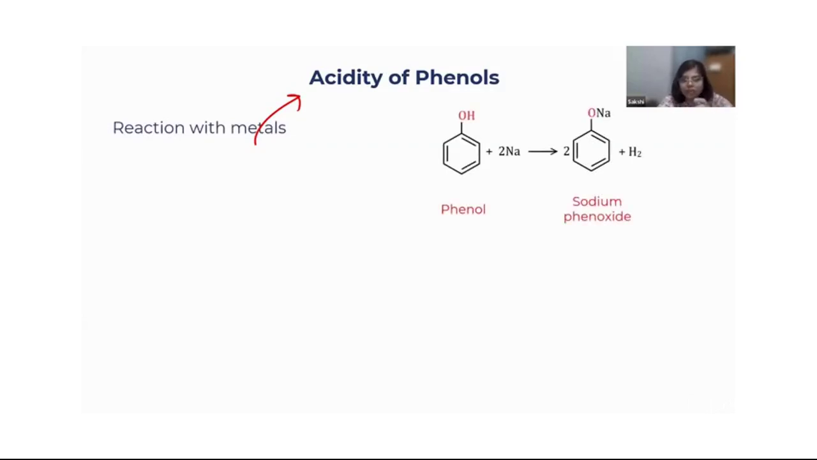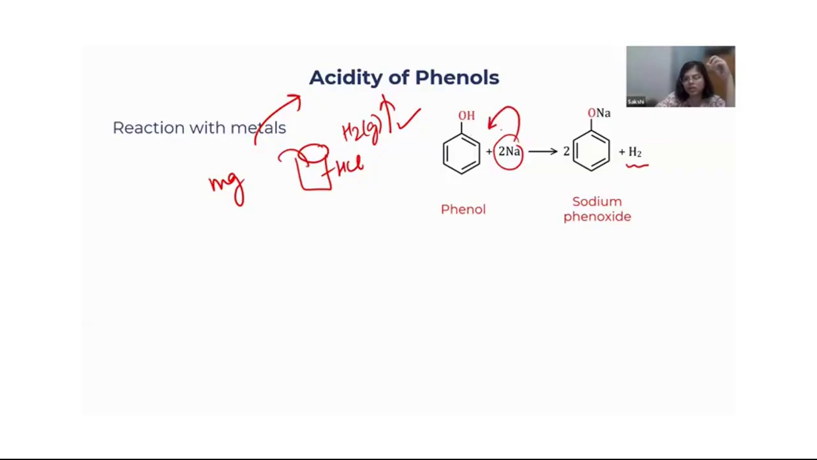If you put sodium into phenol... any metal, if you put it into an acid, we know that hydrogen gas is liberated, right? For example, I take HCl and I put magnesium into HCl, so hydrogen gas is liberated or released. So if I have phenol and you put sodium into phenol, hydrogen gas is released. Again, phenol is showing a property of an acid, right?